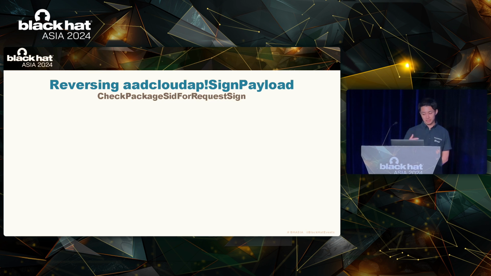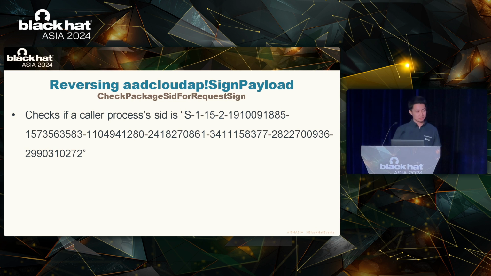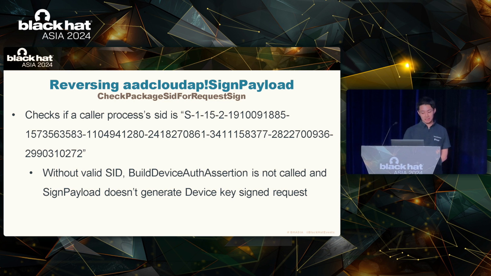However, there is another function, the check package SID for request sign. What this function does is check if a Cora process SID is the one specified here. If it is not the right SID, then the build device source assertion is not executed, and therefore the sign payload function does not return the device key sign login request for us.